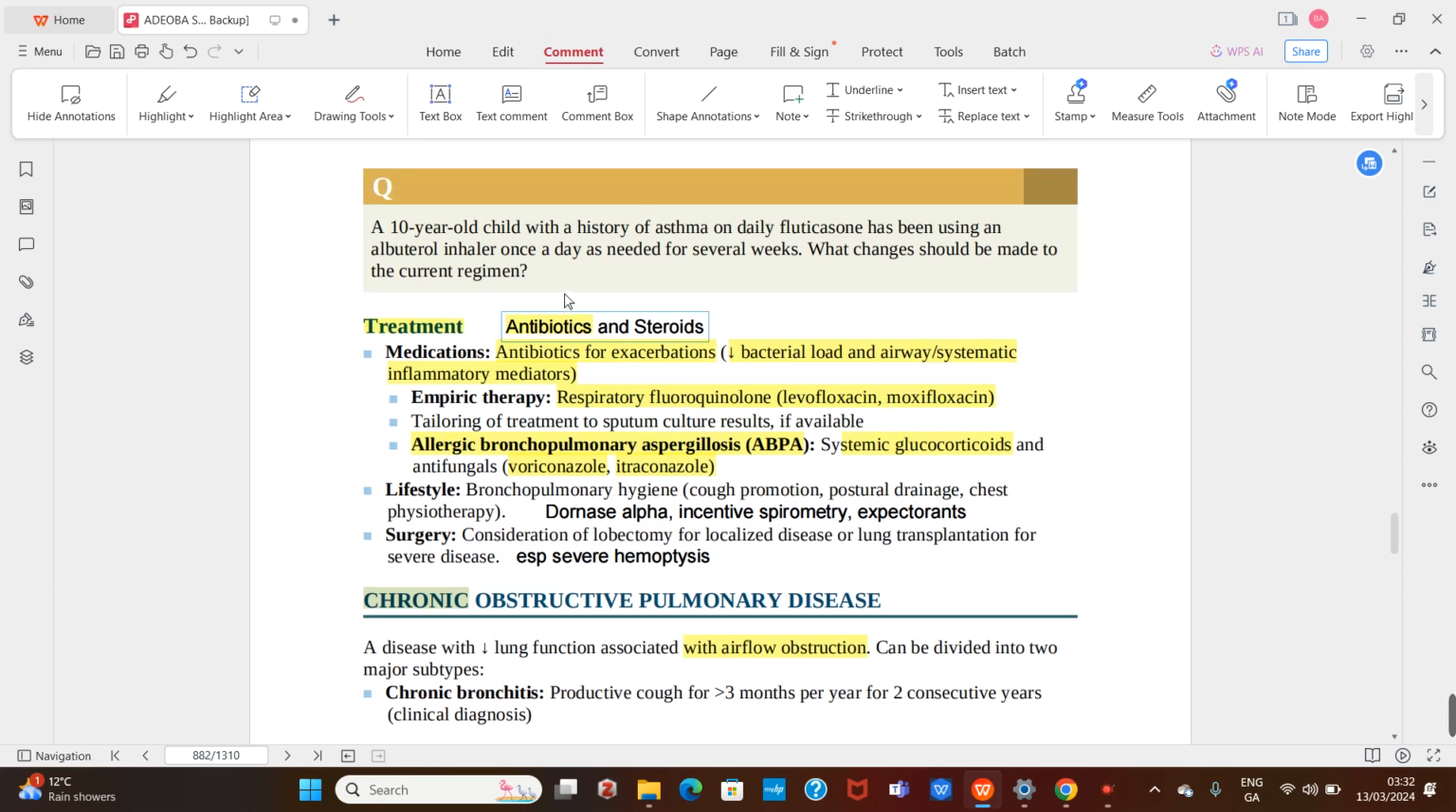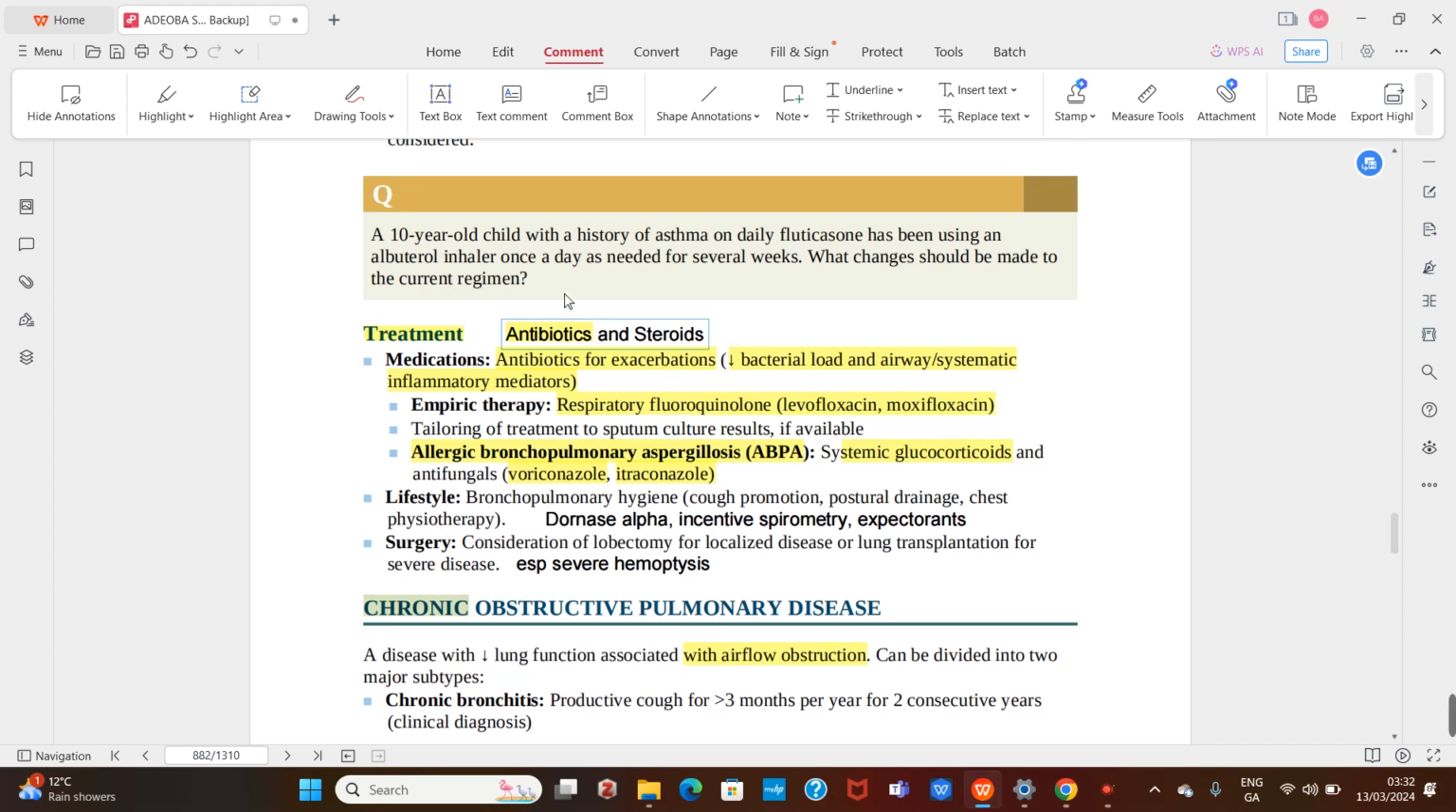And of course, because of the other presentation, which is the mucus production and the likes, you also want to help with the drainage of the mucus. So there's something you do, which includes your chest physiotherapy.